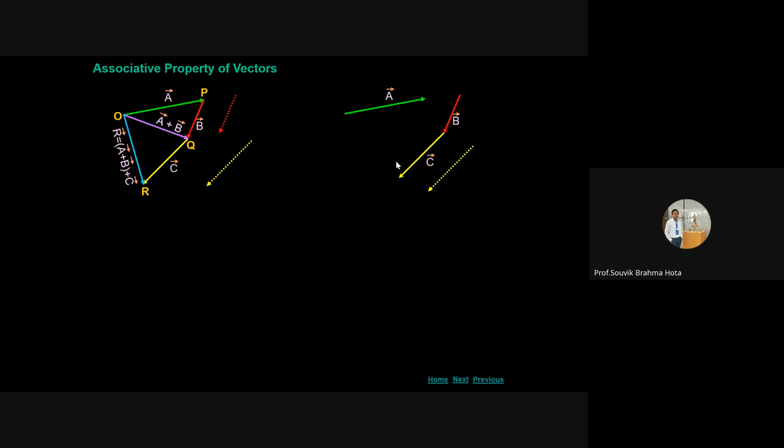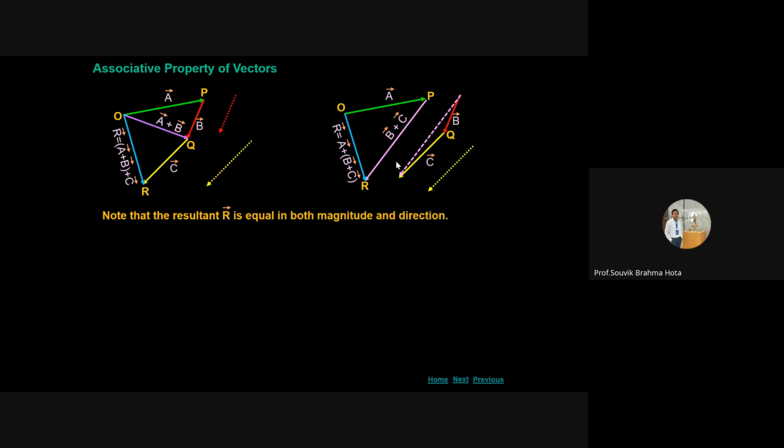Now if we move C towards B, that part will be B plus C. Again move that B plus C towards A. So R is equal to A plus B plus C. The resultant R is the same in both magnitude and direction, like R is equal to A plus B plus C. That is the associative law. The above relation of addition proves the vectors are associative in nature.